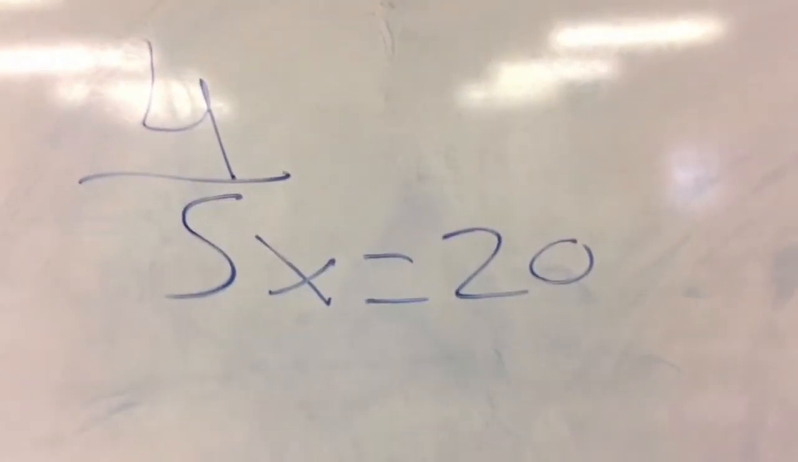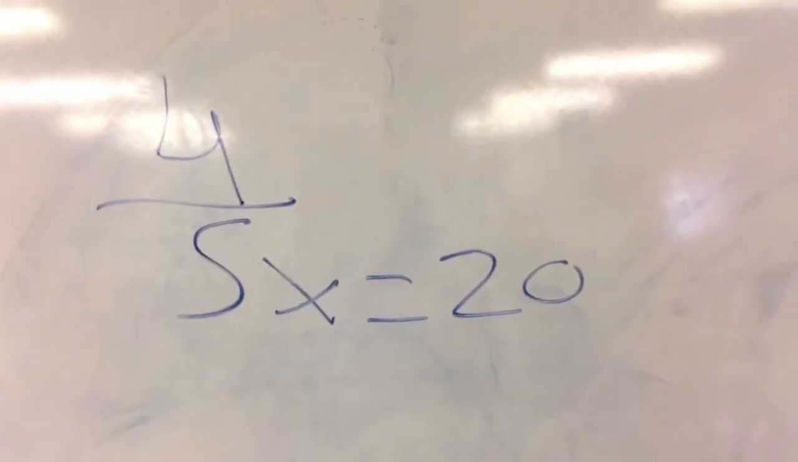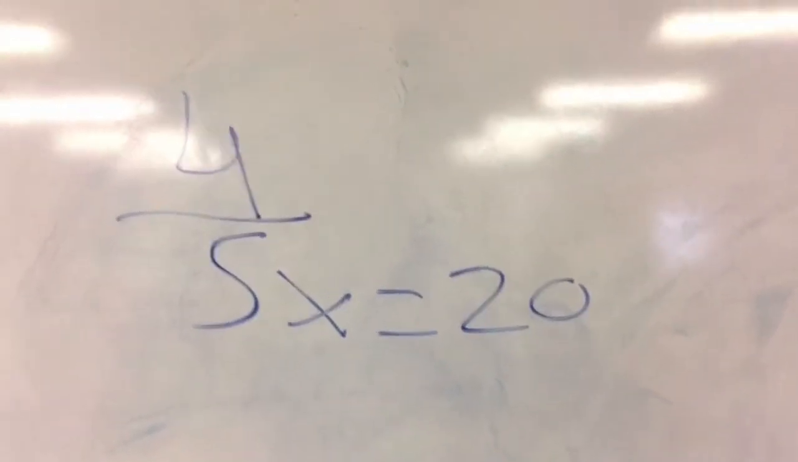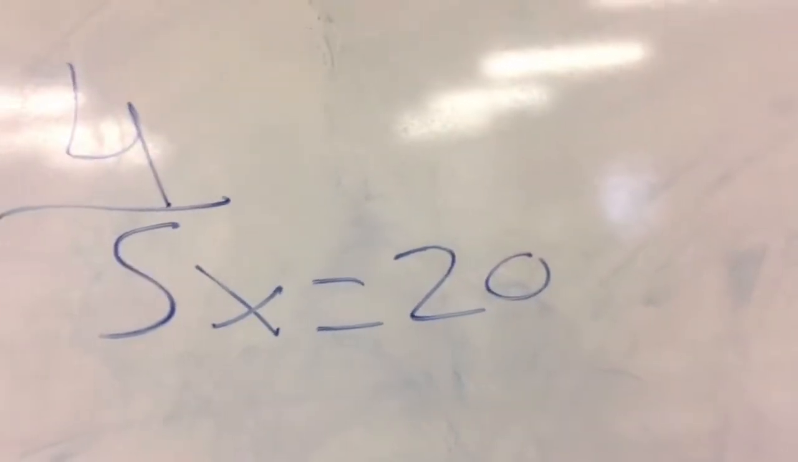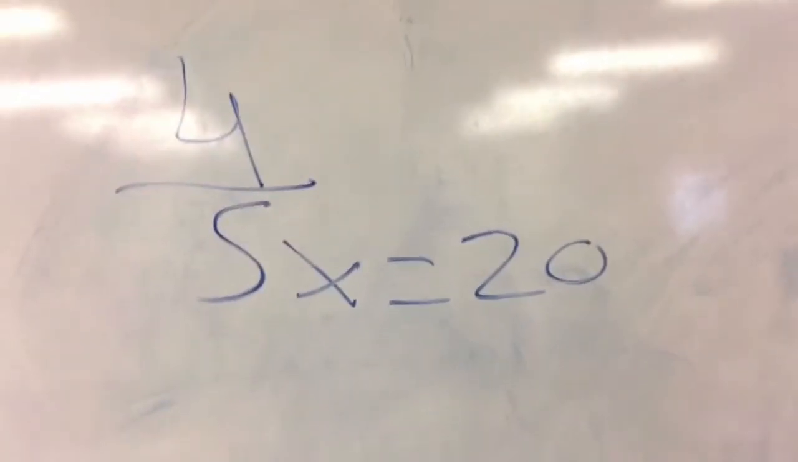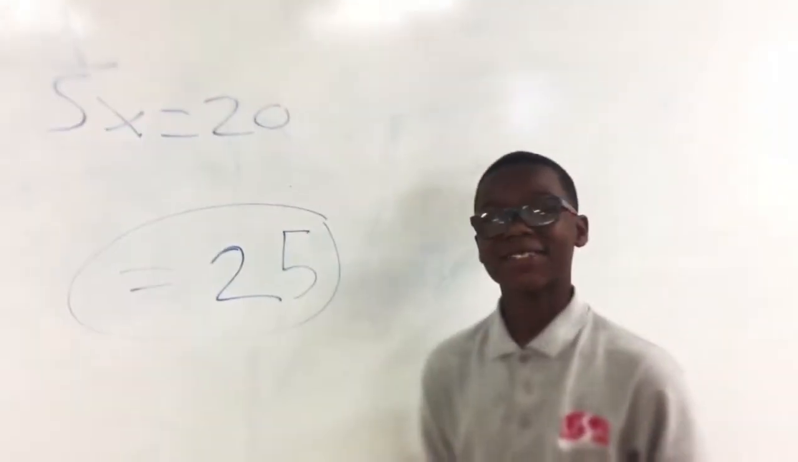Let's start with example 2, the one you're going to be working with. 4/5 x equals 20. That's the right answer.